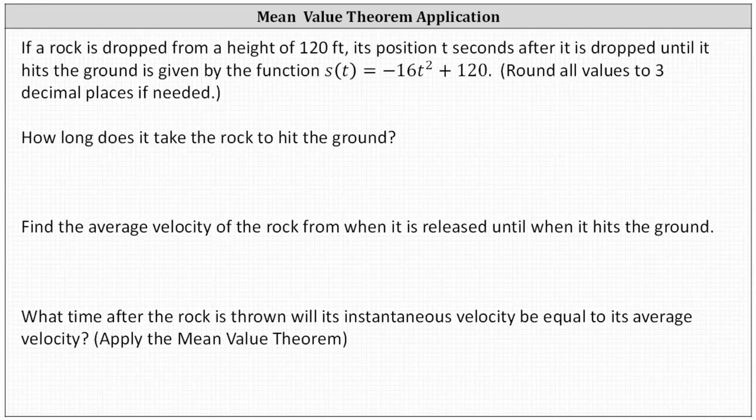A rock is dropped from a height of 120 feet. Its position t seconds after it is dropped until it hits the ground is given by the function s of t equals negative 16t squared plus 120. The first question is, how long does it take for the rock to hit the ground?